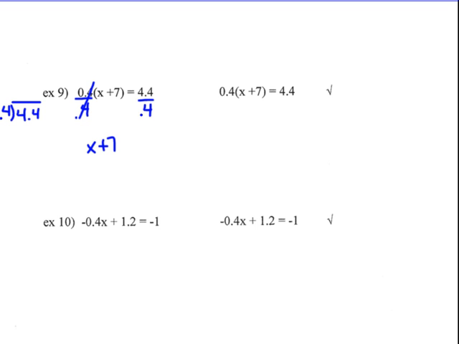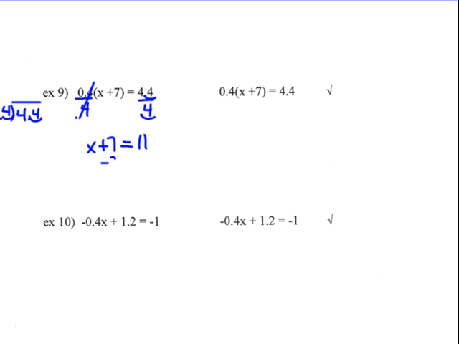Well, you can't divide by a decimal. Move it over. So you're really doing 44 divided by 4. And I could have done that right here. I'm really doing 44 divided by 4. Oh, I know what that is. That's 11. What plus 7 equals 11? I know the answer is 4.